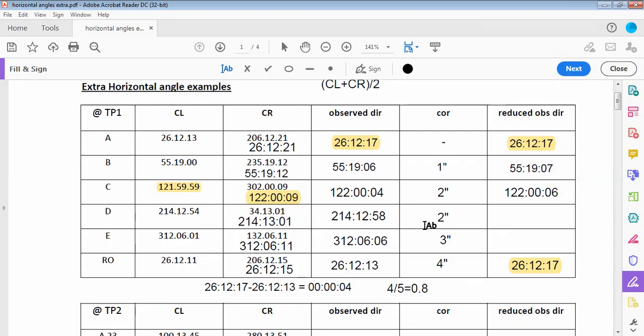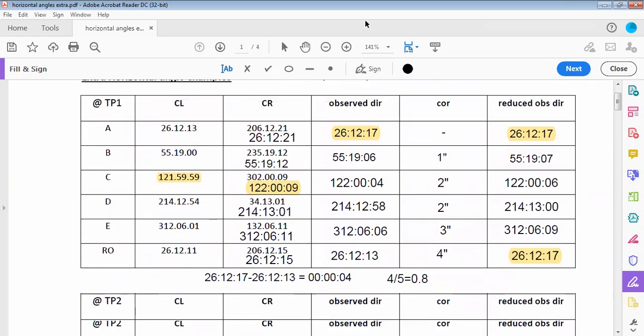For your third setup, we're adding 2 to the 58. So therefore it becomes 214 and it becomes 13.00. For your fourth setup, it becomes 312, 06 plus 09. And there's your answer. Does everyone understand? Do I need to explain again?